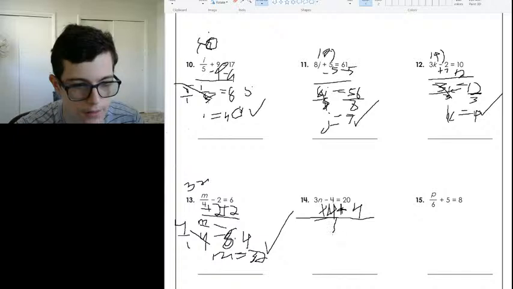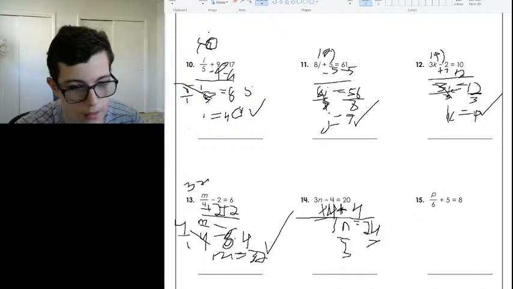Okay, 3n equals 24. And I'm dividing both sides by 3 because that's the next inverse operation. We'll get n to equal 8.